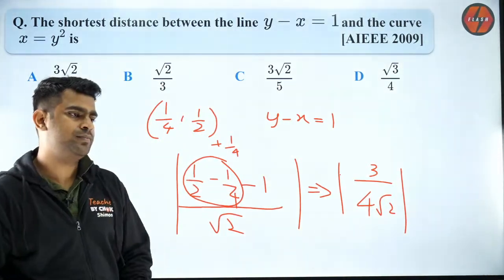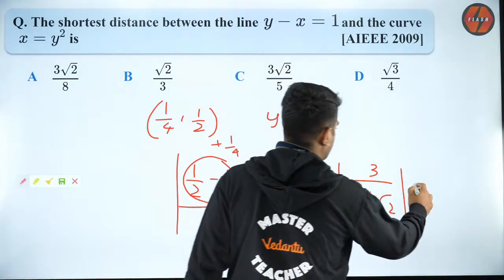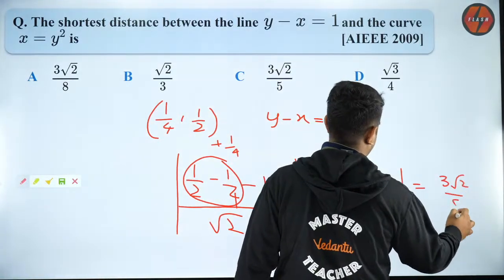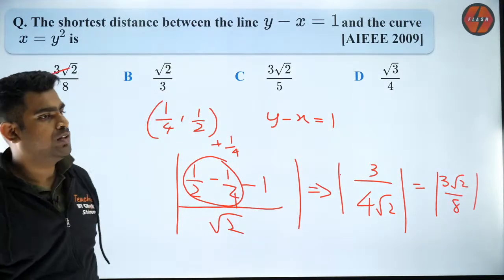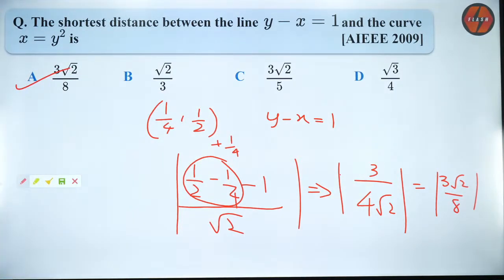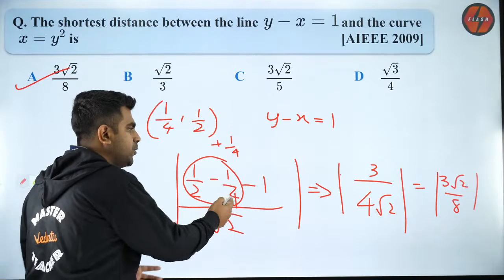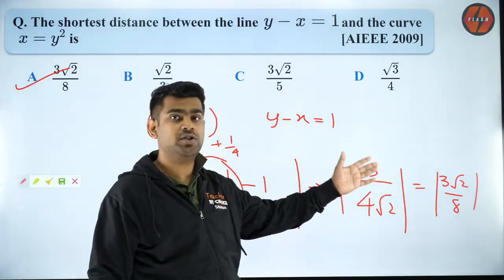Okay, that's correct. So that will be equal to 3 root 2 by 8. So option A is correct, yeah. Option A is only correct, guys. It is not option D or B or C. And guys, it's 1 by 2 minus 1 by 4, okay? So I wrote it as minus 1 by 4. It should be plus 1 by 4.